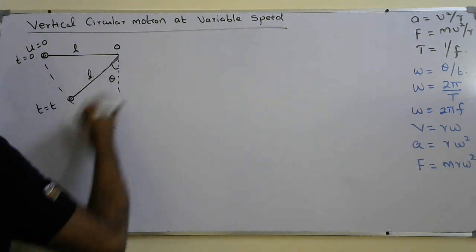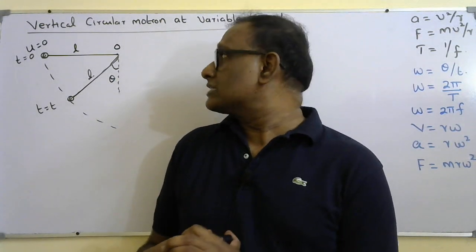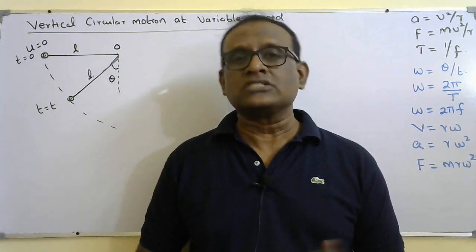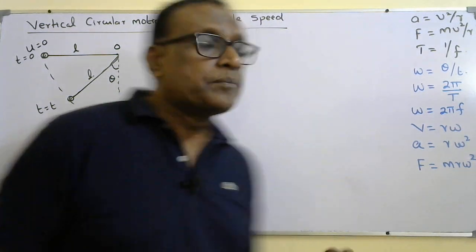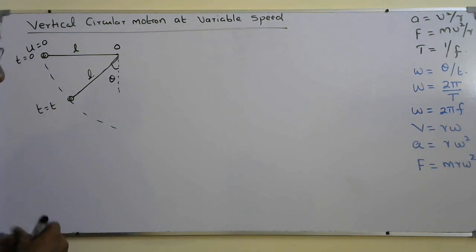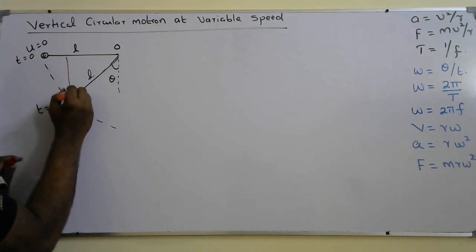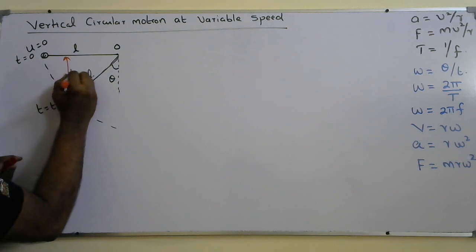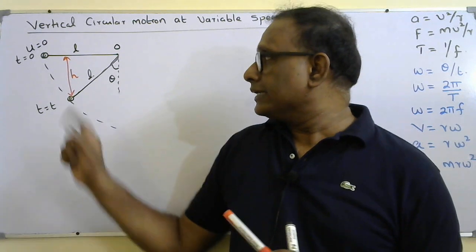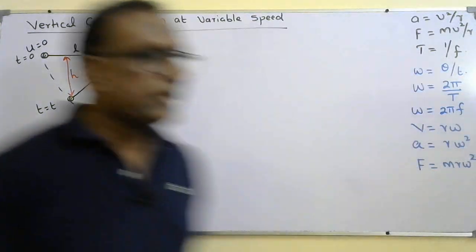The length of the string is L. That's going to be the radius of the circular orbit. How to find the speed? If we neglect the drag force, when the bob moves from this position to this position, it has fallen through a vertical height h. So there will be loss in gravitational potential energy. Due to loss in GPE, there will be gain in kinetic energy. So I can say loss in GPE equal gain in K.